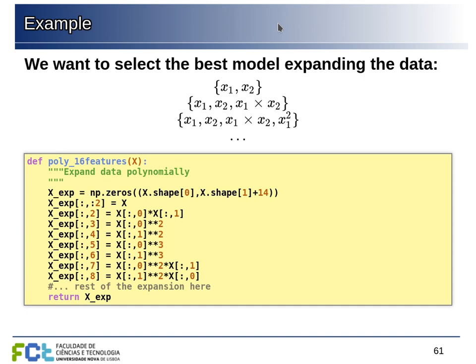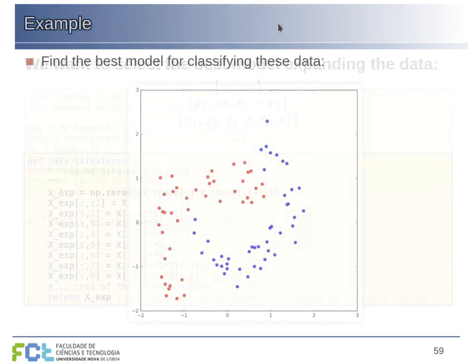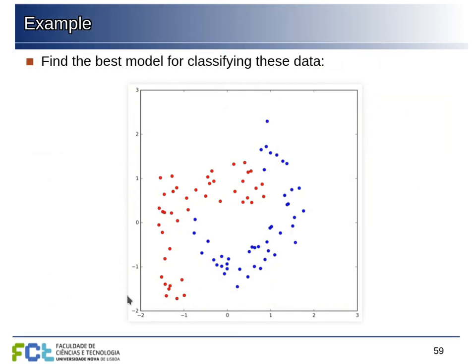Logistic regression is a linear classifier. We only have two features, x1 and x2, which are the coordinates of the points. And it's obvious that we cannot separate the two classes with a straight line.